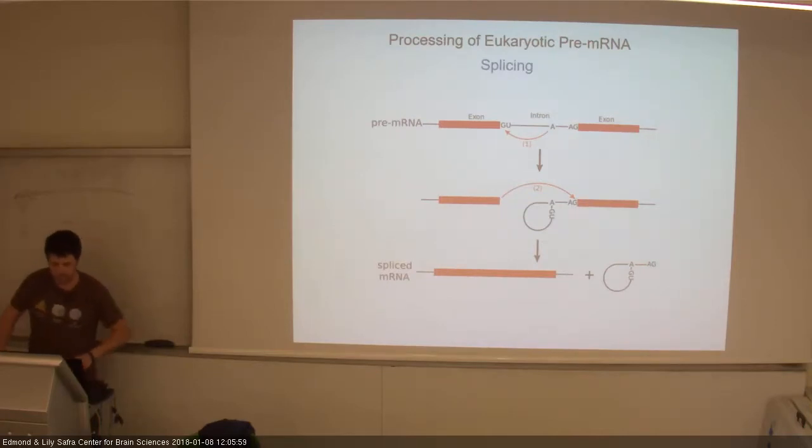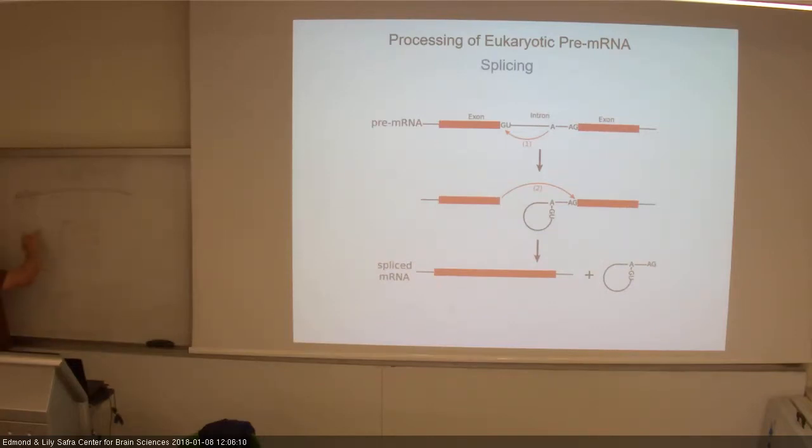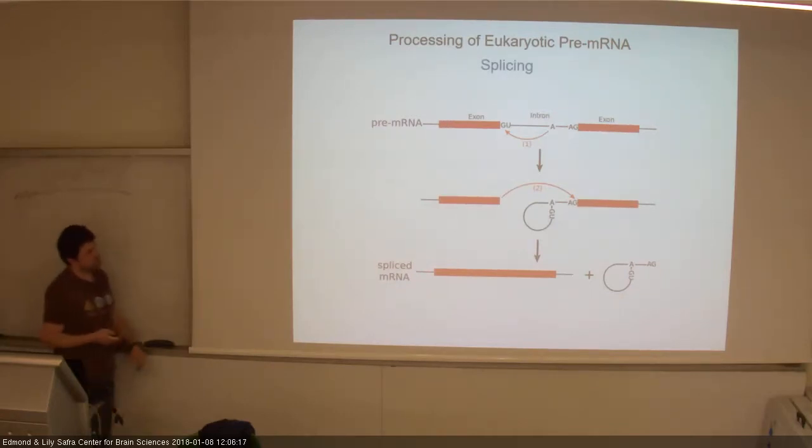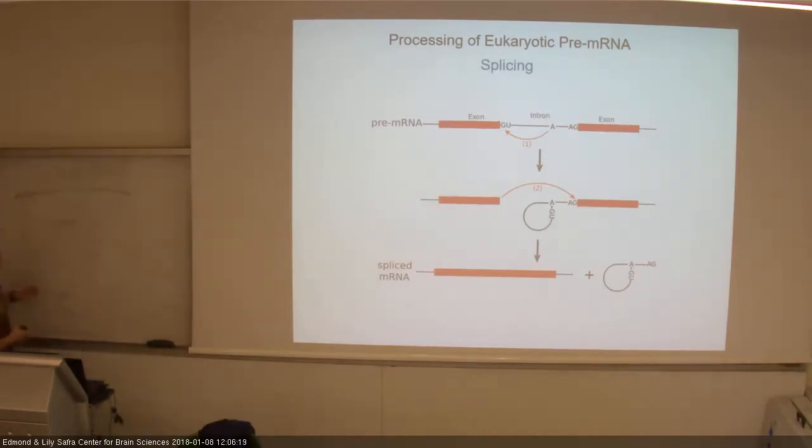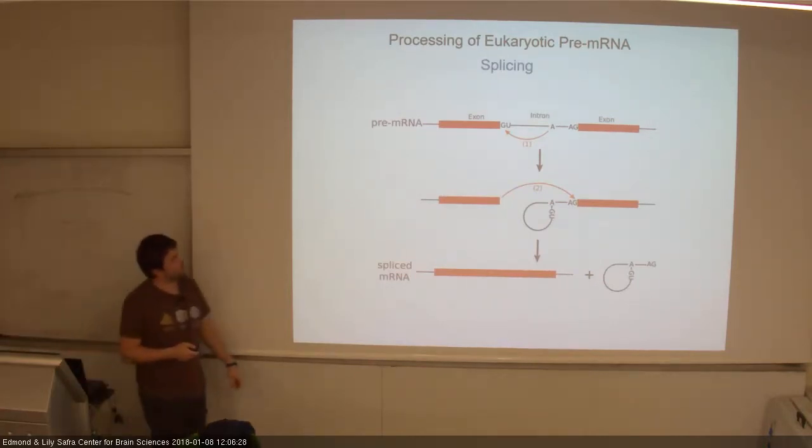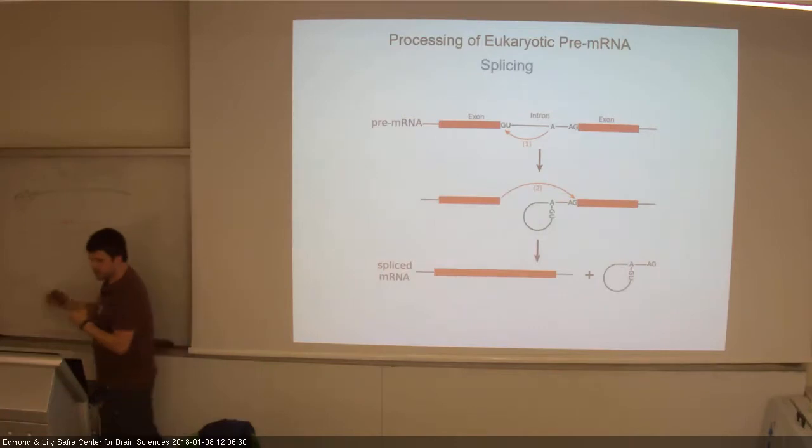The next thing that happens after the adding of the cap and tail, actually it's not completely correct what I'm telling you. Sometimes this process that is called splicing happens simultaneously, even before the mRNA is completely transcribed. But in general, after the 5' cap is added and the poly-A tail is added, then you have splicing. And splicing is the editing of the mRNA.